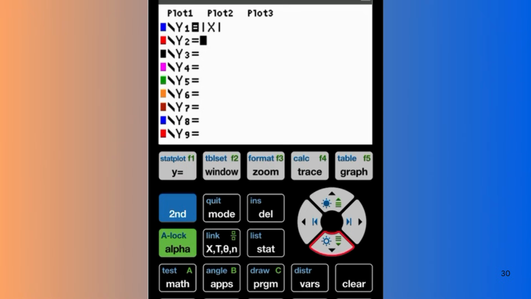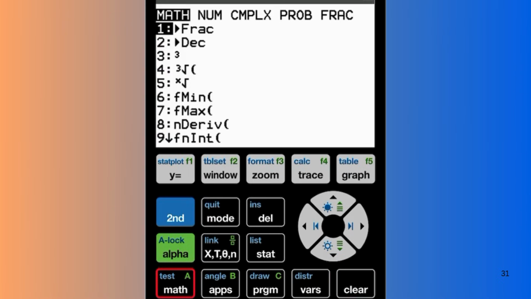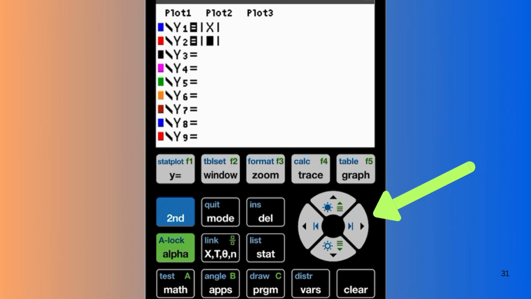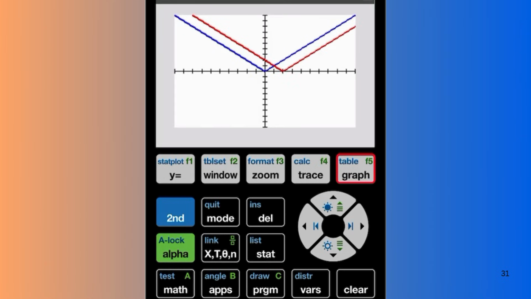Let's go back to y equals. Let's scroll down, and we're going to hit math, num, enter again for absolute value. But this time we're going to put x minus 2. And we'll graph that to see if it really does shift it to the right. And we can see that my red function, which was the x minus 2 in the absolute value bars, is shifted 2 units to the right of that parent blue function, which was just y equals the absolute value of x.